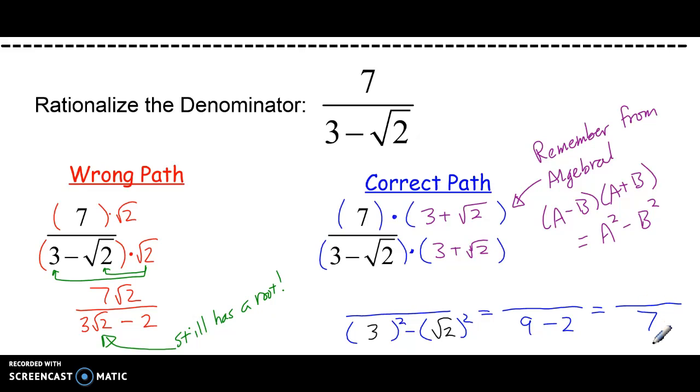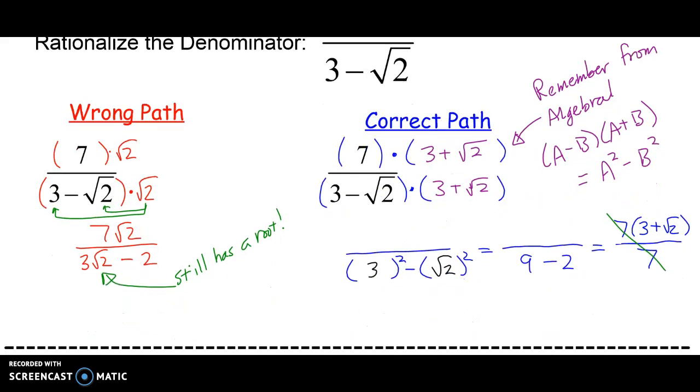Here our denominator is going to be just plain 7. Unfortunately, the numerator is not going to simplify any. It's just going to be 7 times 3 plus root 2. But just like we've seen in the past, yes, if there's reducing, you're expected to reduce. Those 7's cancel out, and you end up with an answer that's just 3 plus root 2.